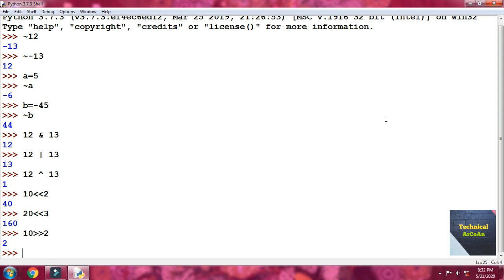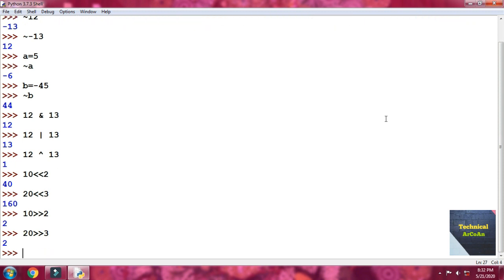Okay, if we do 20 right shift 3, we get 2 also. Why? Because 20 divided by 2 to the power 3, which means 8. So 20 divided by 8, the quotient will be 2. Okay.